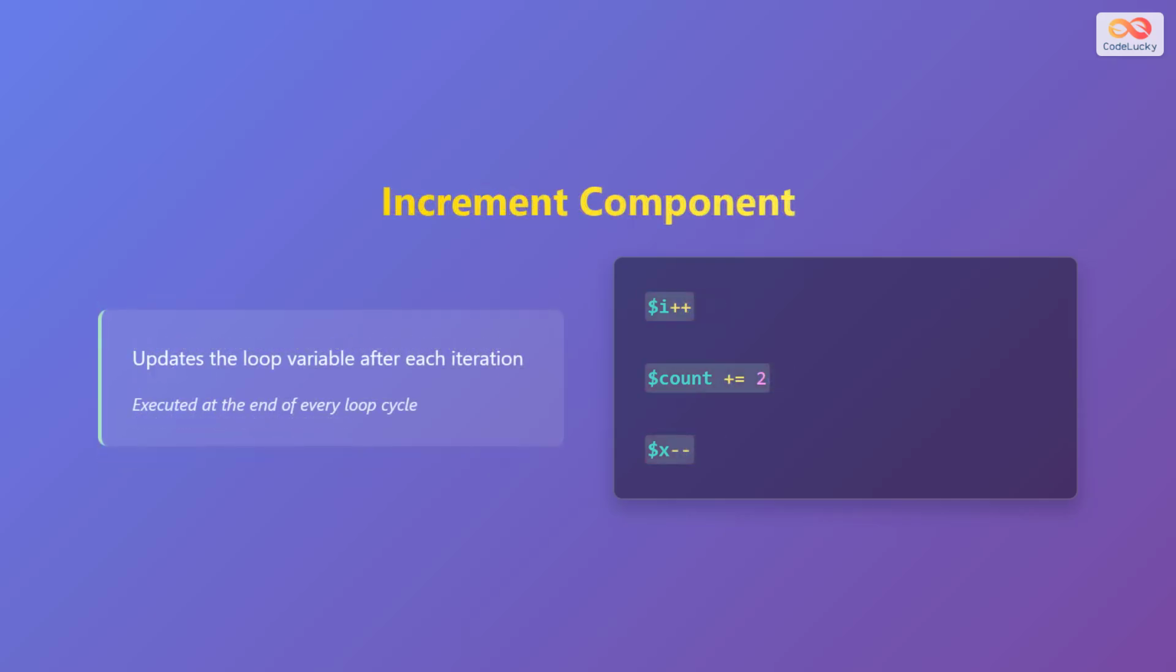The increment component updates the loop variable after each iteration. It is executed at the end of every loop cycle. Here are some examples. $i++. $count += 2. $x--. These operators increment and decrement the variable at the end of each loop.